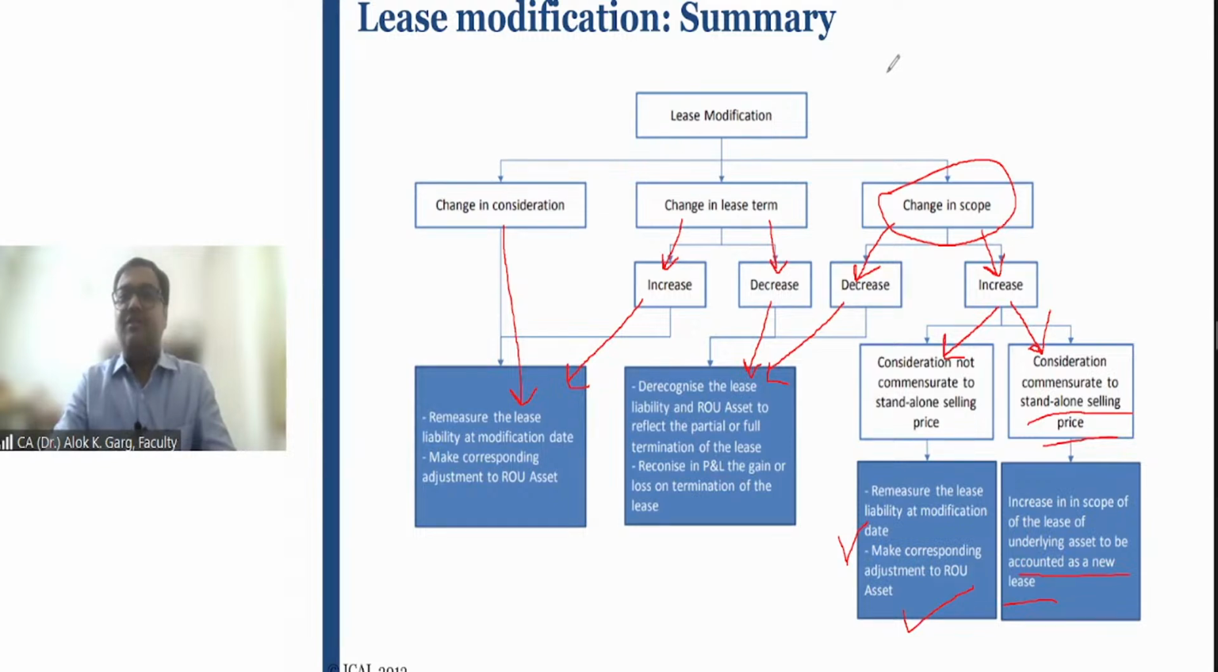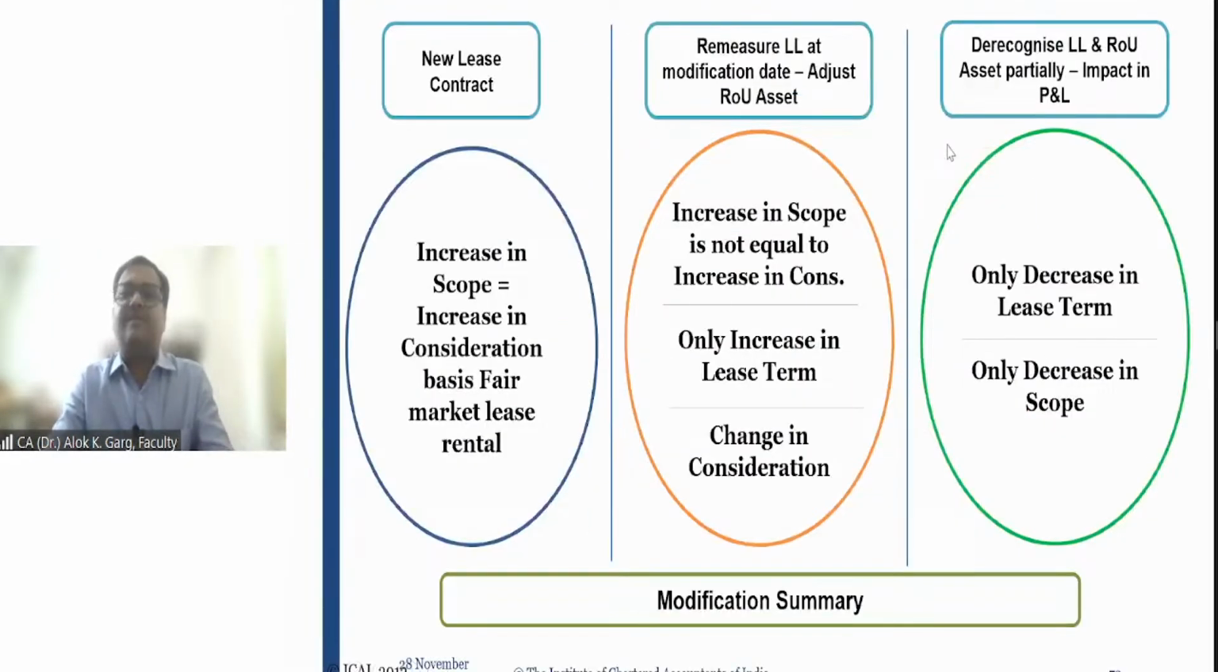Right, friends? Just to simplify, I have given you another summary. I hope this summary is visible to all of you. If I talk about when it will be considered as a new lease contract: whenever the increase in scope is equal to the increase in consideration, based on fair market lease rental, in that case it will be a separate contract.